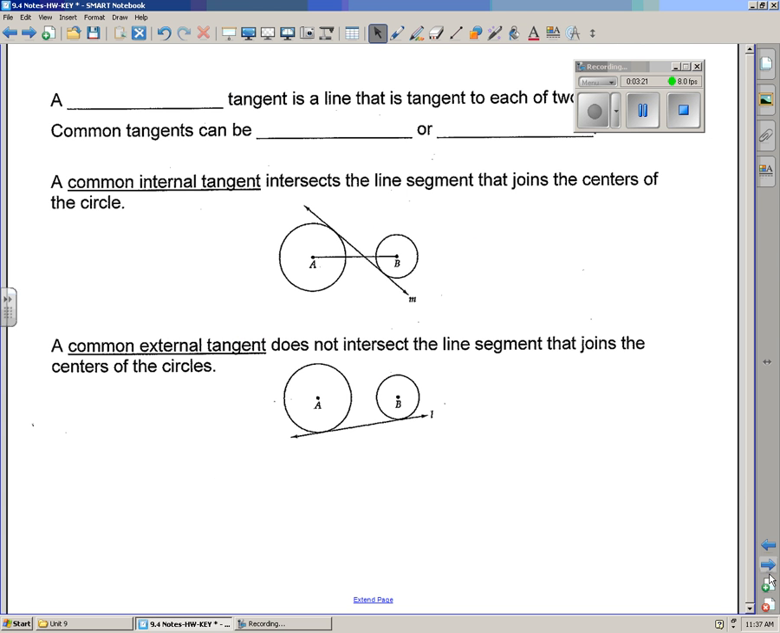Okay. Then we talk about things that are called common tangents. A common tangent is a line that is tangent to each of 2 circles. Common tangents can be either internal or external.